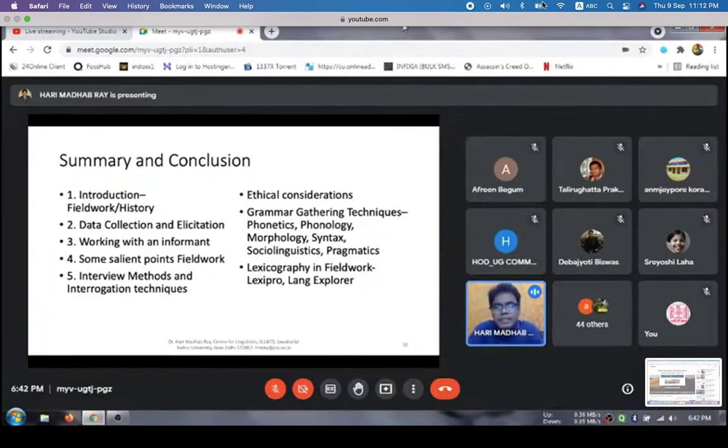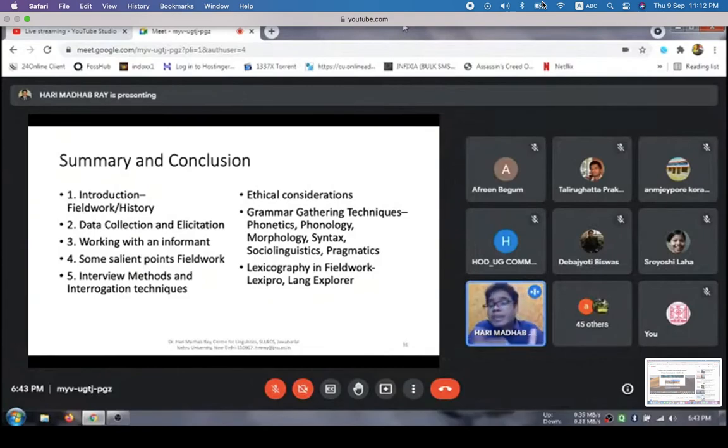So what I have discussed so far today in this lecture, in a very short time, is simply an introduction, fieldwork and its history a little bit, data collection and elicitation, working with the informant and the kind of experience I had, some salient points in fieldwork, and the interview methods and interrogation techniques. Many more things, such as ethical considerations, could not be discussed. Data gathering techniques differ depending on which area of grammar you are working on: phonetics, phonology, morphology, syntax, sociolinguistics, pragmatics, or discourse analysis.